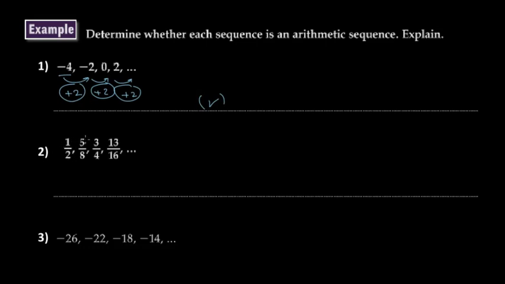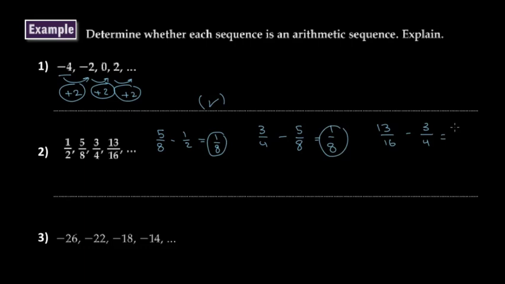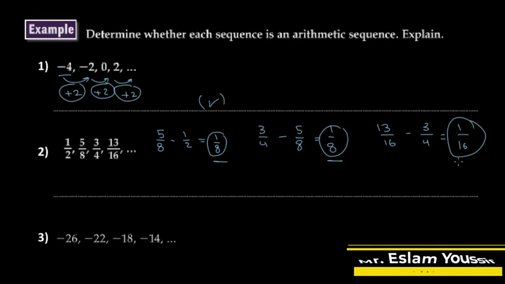Number 2: 1/2, 5/8, 3/4 and 13/16. To find the difference between them we subtract 5/8 minus 1/2, then 3/4 minus 5/8, and then 13/16 minus 3/4. The first one, 5/8 minus 1/2, equals 1/8. 3/4 minus 5/8 equals 1/8. 13/16 minus 3/4 equals 1/16. You will find that we add the same number for the first and second, but the third is different, so this sequence is not an arithmetic sequence.